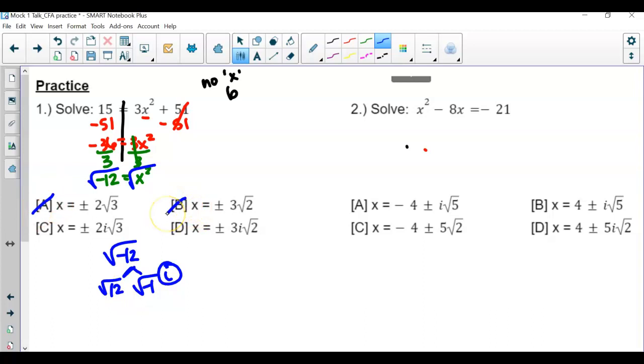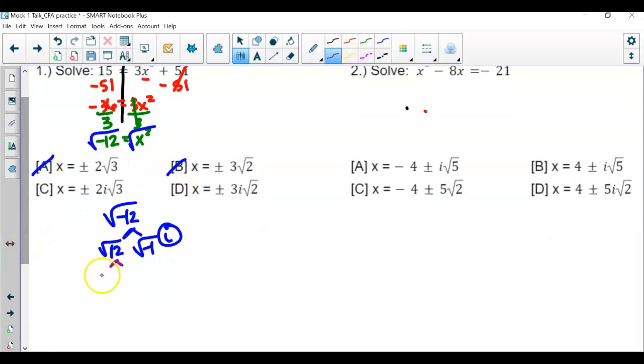So I'm going to mark off A and B. When you simplify the square root of 12, here I could break that down to the square root of 4 times the square root of 3. Square root of 4 is 2, so 2i radical 3. So that's why the answer here is C.